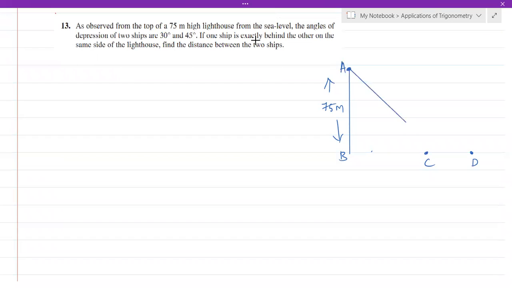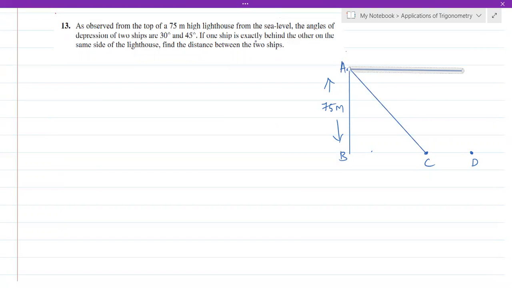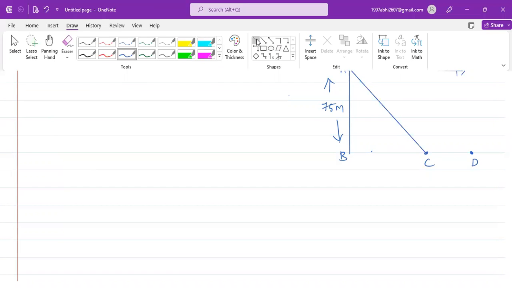So let's join it. Okay. Initially, first we have to draw, since the person is at the top of the lighthouse, the horizontal line of sight will be like this, isn't it? So let's take this to be AE. AE is the horizontal line of sight. Now he is observing the first.